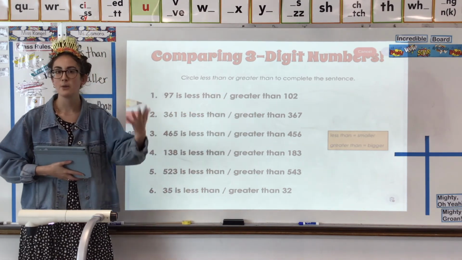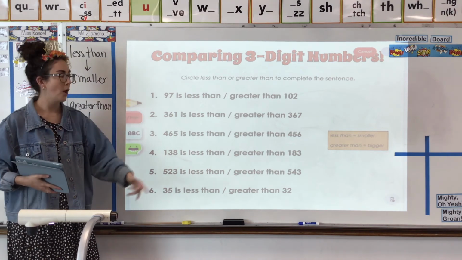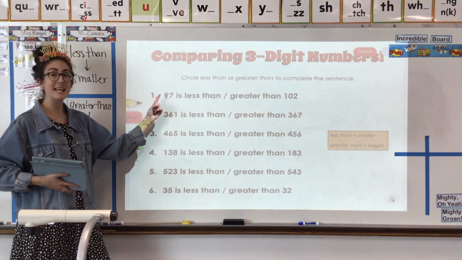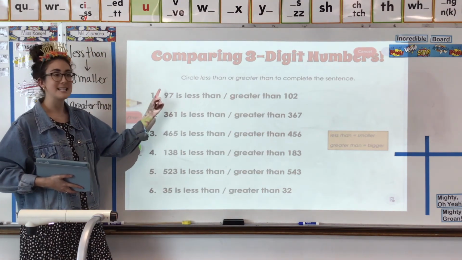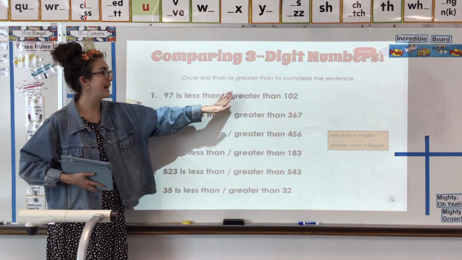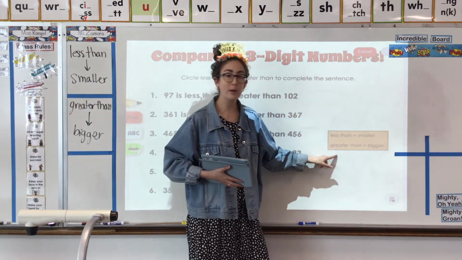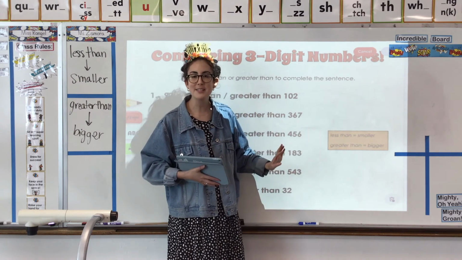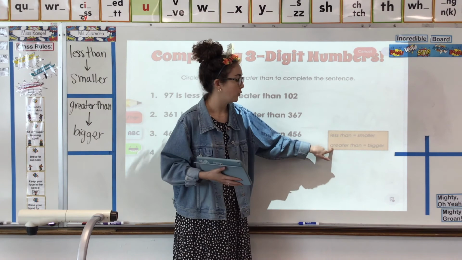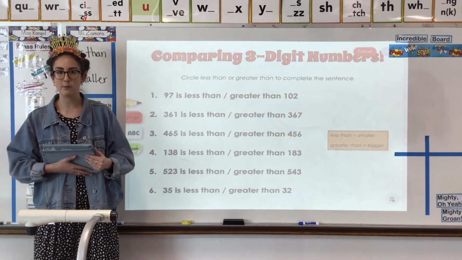And it's going to be your job to circle if a number is less than or greater than a second number. We remember that whenever we're reading these sentences and working with them, we have to go from left to right. So how is this first number similar or different to the second number? Using less than or greater than. If you're having trouble remembering our vocabulary words, you can look at this little clue down here. Less than, smaller, greater than, bigger. So that can help you use the right language.